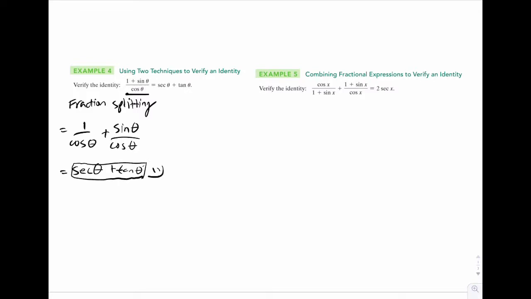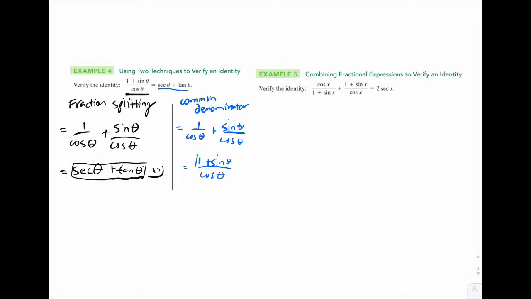Happy face. The second technique is I'll pick the right side. The right side is simply going to be common denominator, meaning if you have two fractions and you want to combine them, you just need a common denominator. So secant, that is 1 over cosine, plus tangent, that's sine over cosine. This is easy because you already have the common denominator, so just combine them. 1 plus sine over cosine, and look at that. That is what we wanted to do, we're done.